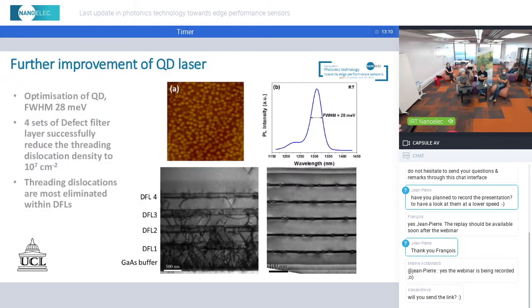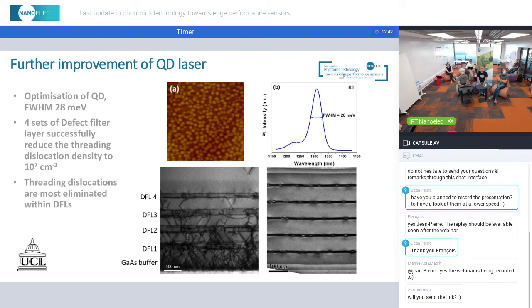So then we improve all the different steps. It means the gallium arsenide buffer grown by MOCVD, then the quantum dots growth by MBE, and you see here the top view of AFM pictures of indium arsenide quantum dots. The typical density of the quantum dots is in the 10^10 per square centimeter range, and the threading dislocation density is 3 orders of magnitude lower.